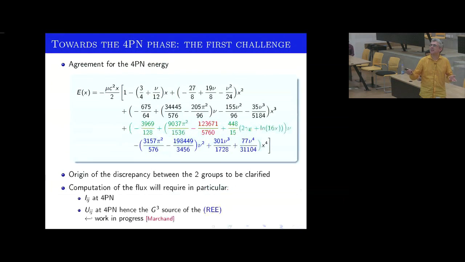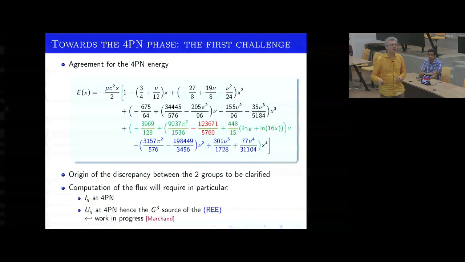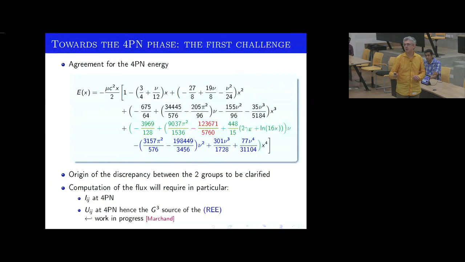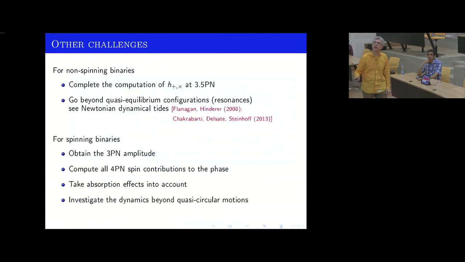So I show for completeness the energy for circular orbits at 4 PN. So we agree on those coefficients, and in particular this one, which is non-trivial. And okay, so we plan to compute the phase at 4 PN. And so it will be a long way. We need to compute the multipole moments, and notably the quadrupole and the link between the radiative quadrupole and the other moments. But it is in progress with PhD student Tanguy Marchand at IAP, working on that.